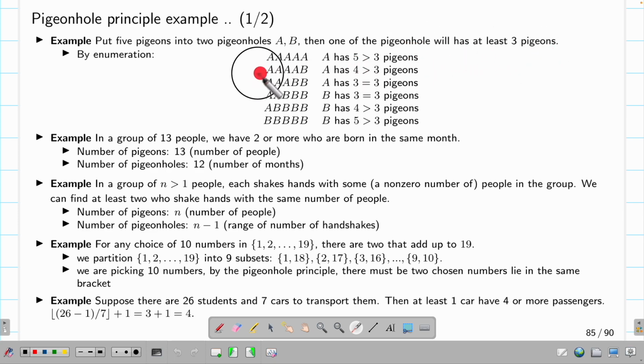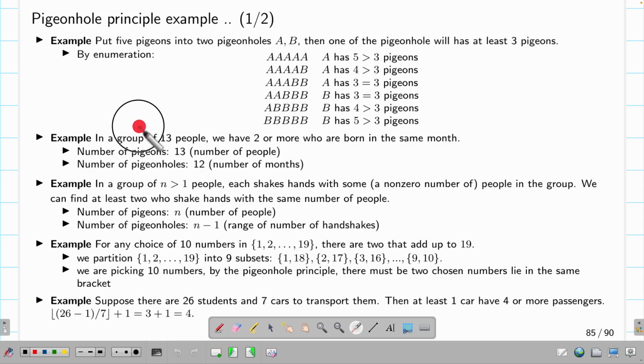And then if 4 pigeons go to A and 1 pigeon goes to B, then A has 4 pigeons, and 4 is larger than 3. This is true. And if 3 pigeons go to A and 2 pigeons go to B, we still have 3 equal to 3. That's still true because at least 3 includes 3. And the remaining 2 cases are just mirror images of the cases for A.